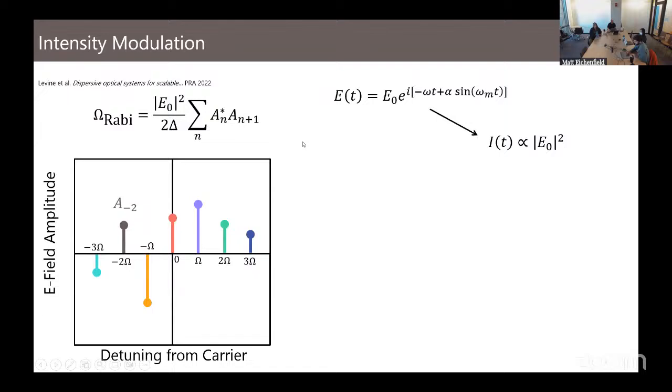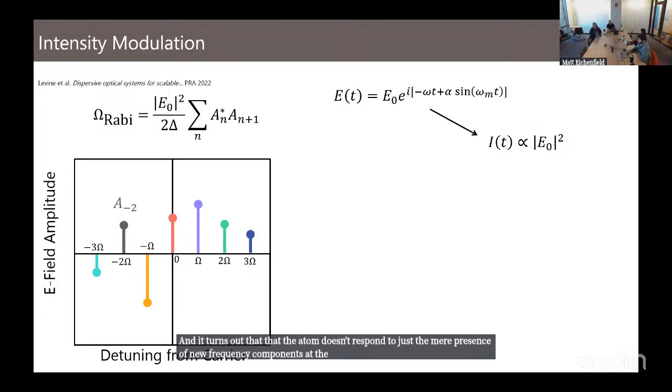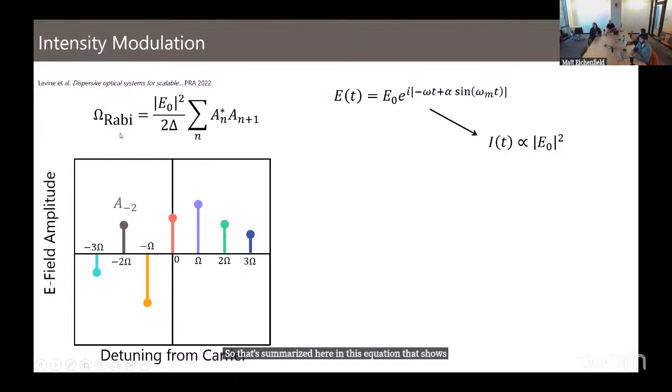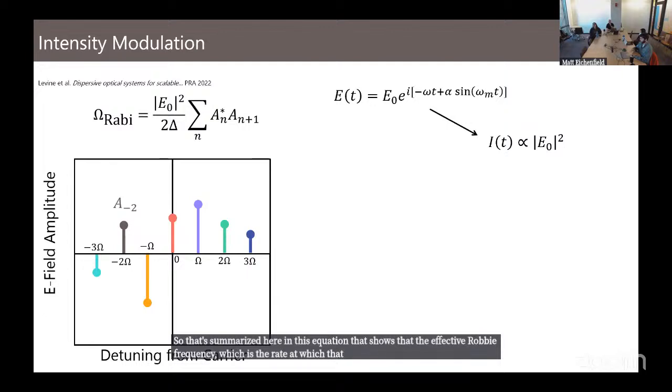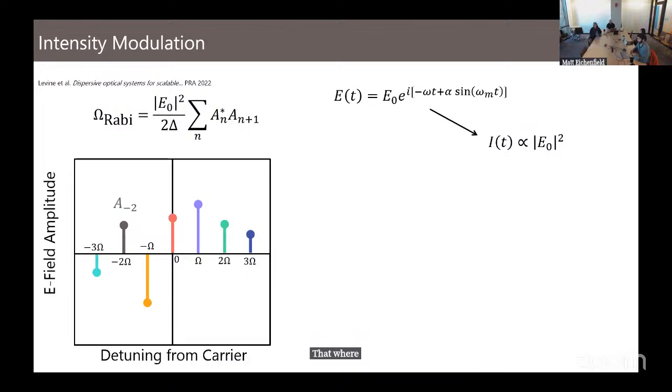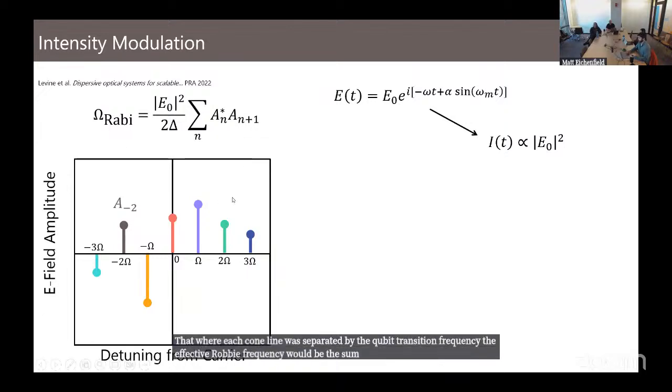I mentioned before that all this is for Raman control of atoms, and it turns out that the atom doesn't respond to just the mere presence of new frequency components separated from the carrier at a qubit transition frequency, but it responds to intensity modulation. It responds to the amount of intensity modulation at the qubit transition frequency. That's summarized in this equation, which shows that the effective Rabi frequency, the rate at which the qubit will oscillate between the ground state and the excited state, is proportional to this sum. This sum says to imagine a frequency comb where each comb line is separated by the qubit transition frequency. The effective Rabi frequency would be the sum of the product of neighboring comb lines.